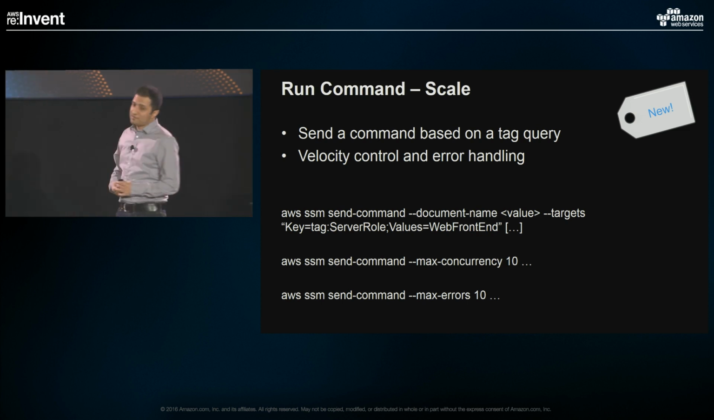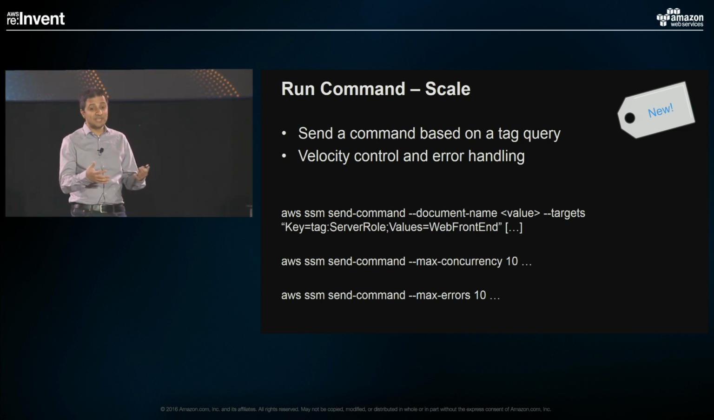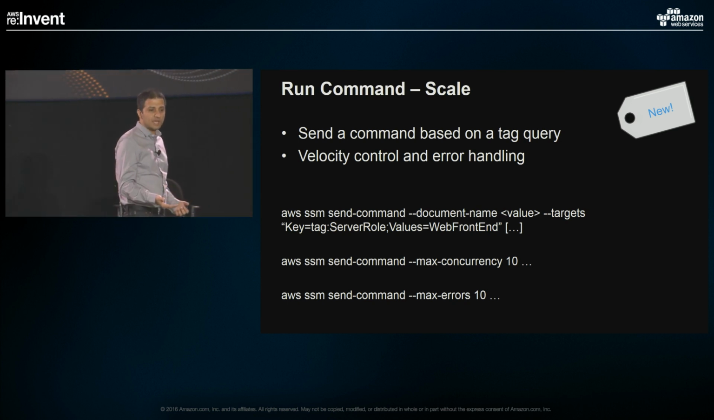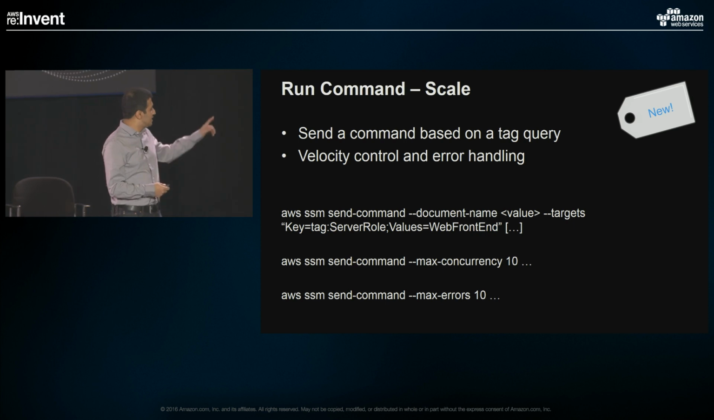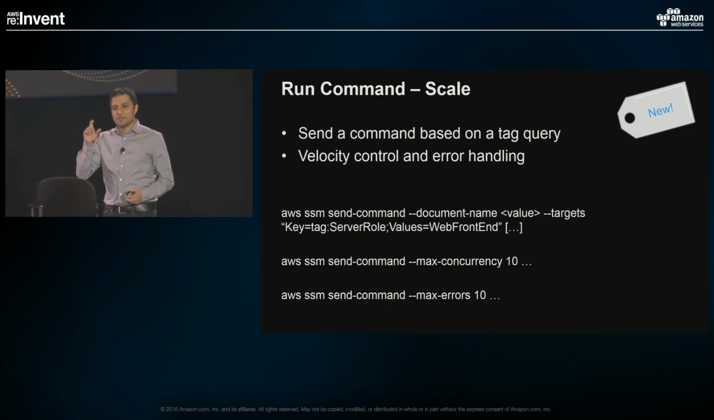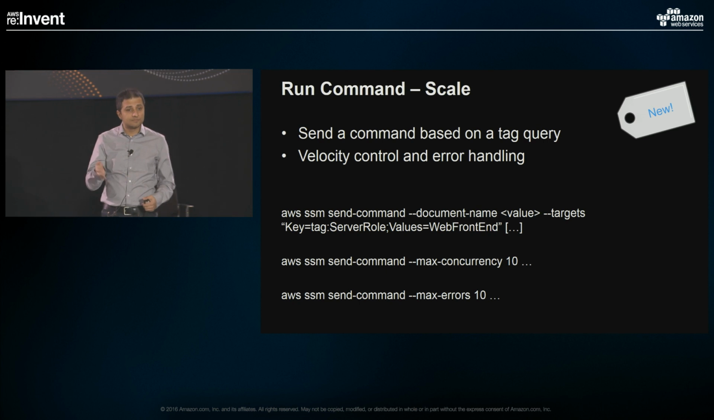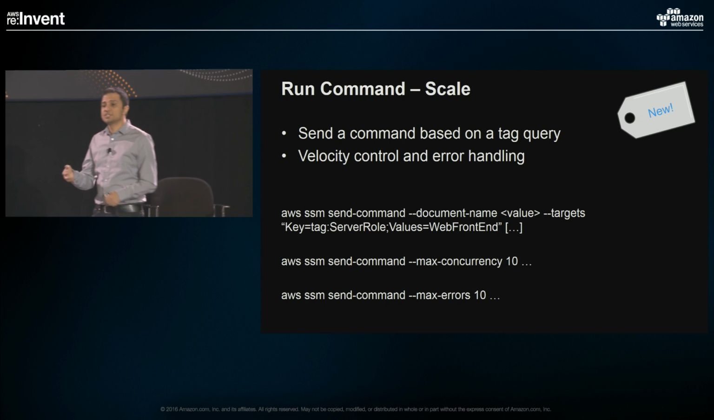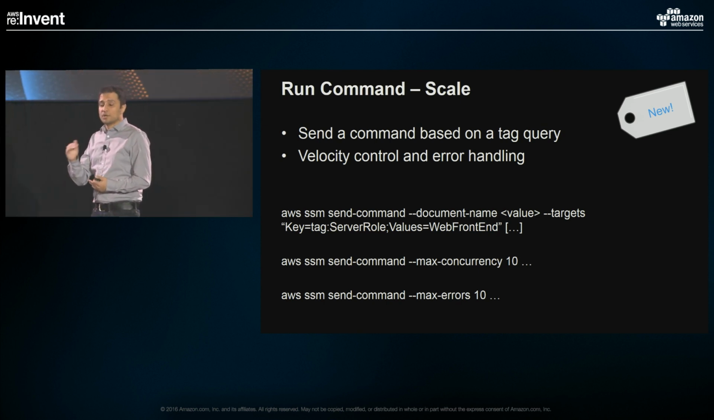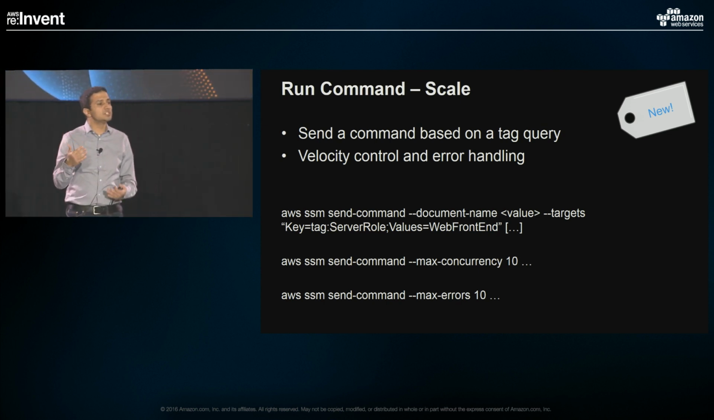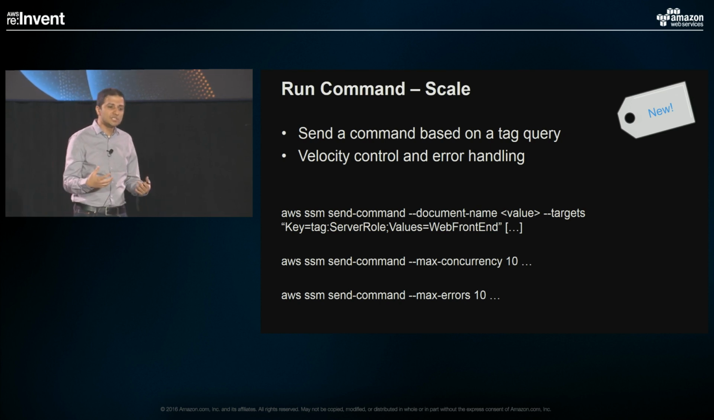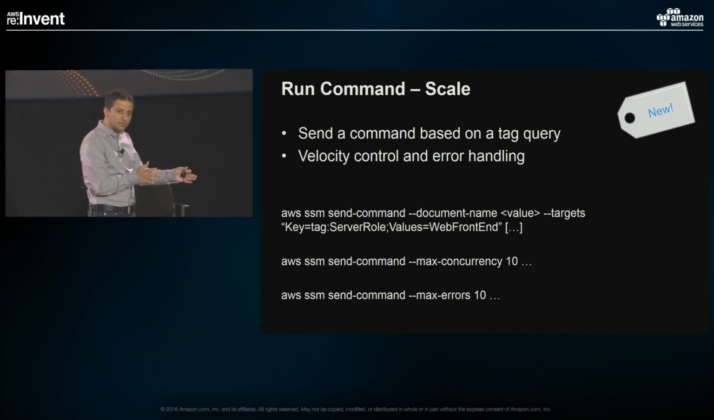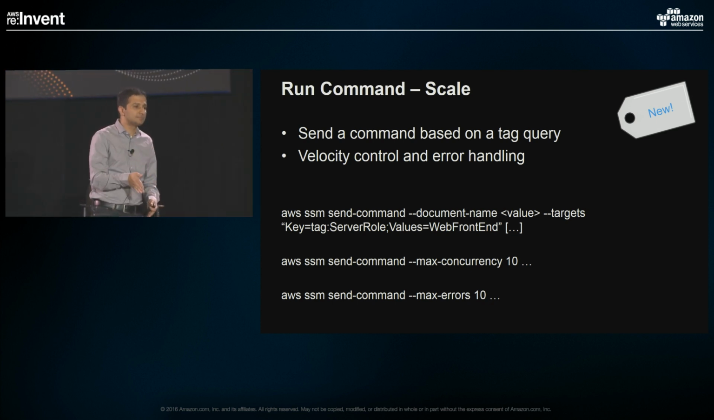The other thing that we've added, because we are letting you send commands to many more instances now, is the ability to do rate control and error handling on those commands. So for example, in the last couple of lines there is a parameter for max concurrency, which is the maximum number of commands you want to run in one batch, as well as max errors, which is the error threshold beyond which we will stop executing the commands. You can use these two knobs in combination to control how fast you want to go and how quickly you want to stop.